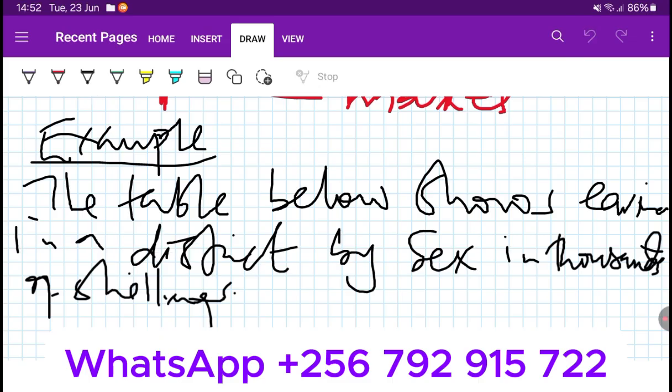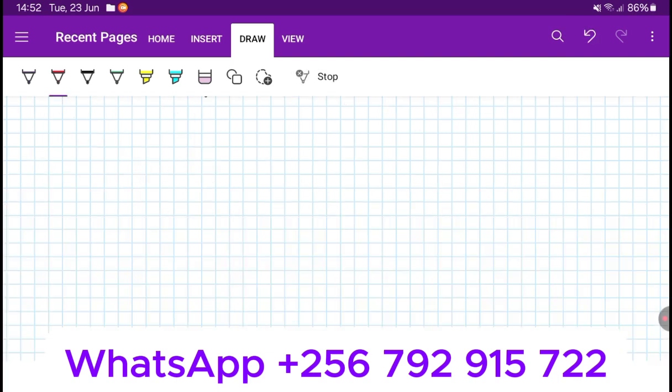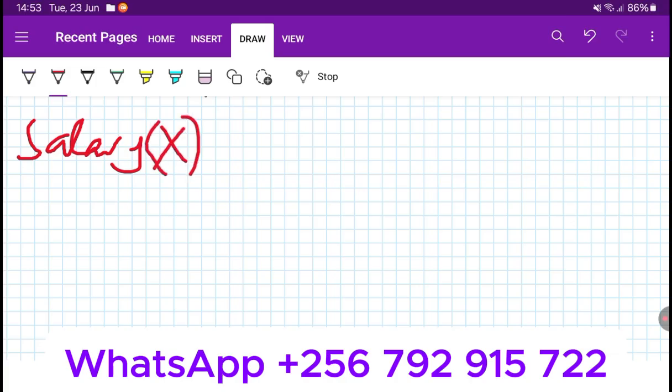So let's look at the information. It is based on how the male and female employees are earning in a district. So let's assume that we are looking at the payroll of a certain district. So let me represent the data in a tabular form. Salary, let me use letter X, salary X. Of course, they told us it is in thousands. So put 00 in shillings, thousands.